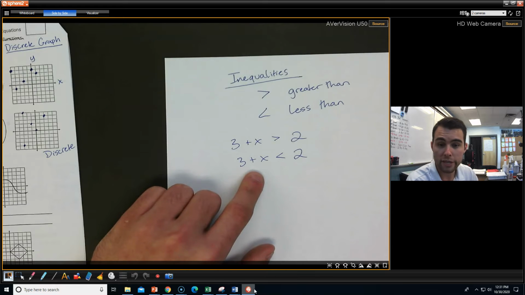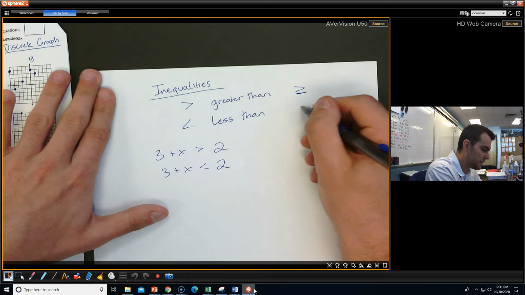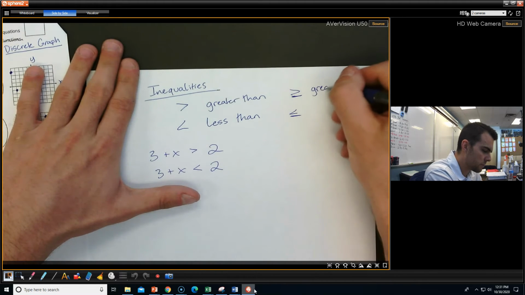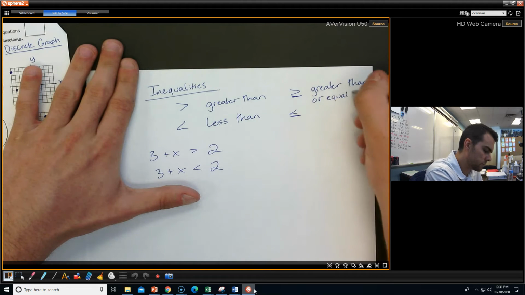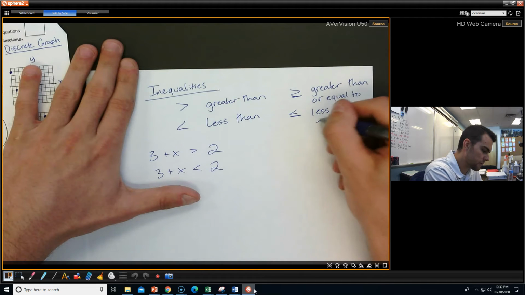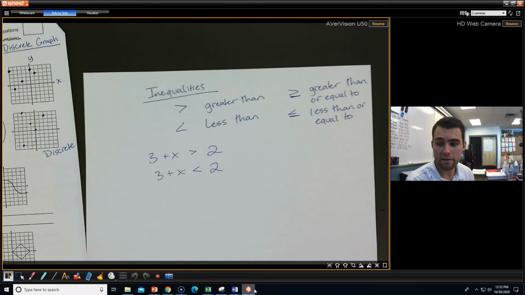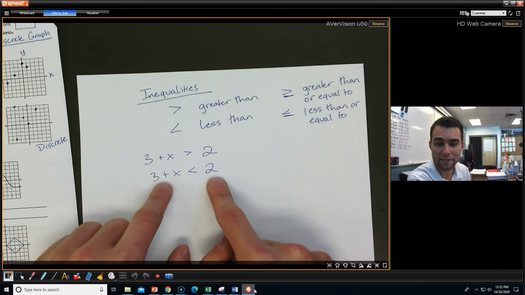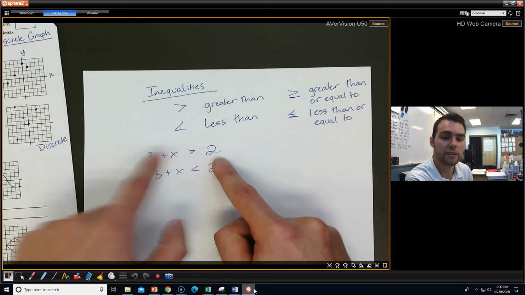Okay? But we also have a different version, right? We also have this guy and this guy. This guy is also greater than, but it's specific. It's greater than or equal to. Okay? This one's less than or equal to. Okay? Which side is greater than? You can also read this the other way. You could say 2 is greater than 3 plus x. You could say 2 is less than 3 plus x.